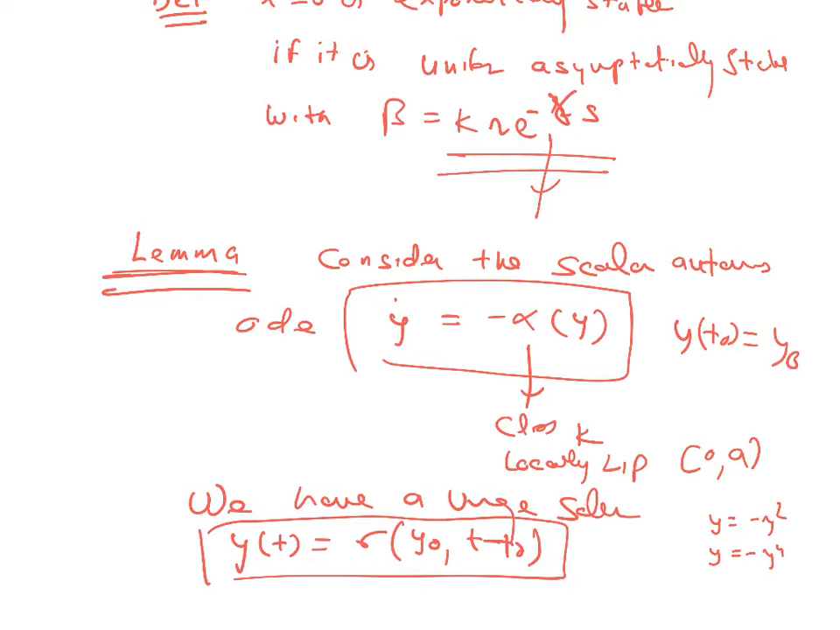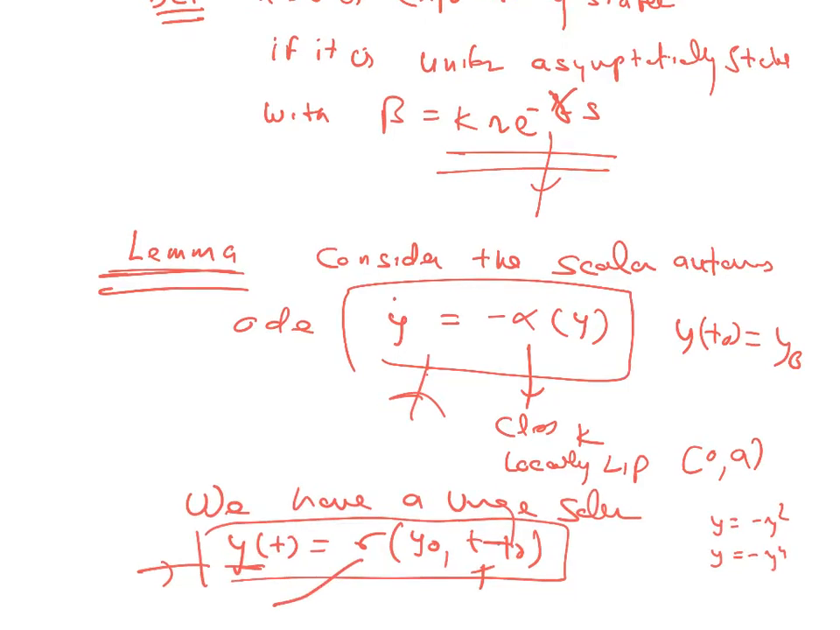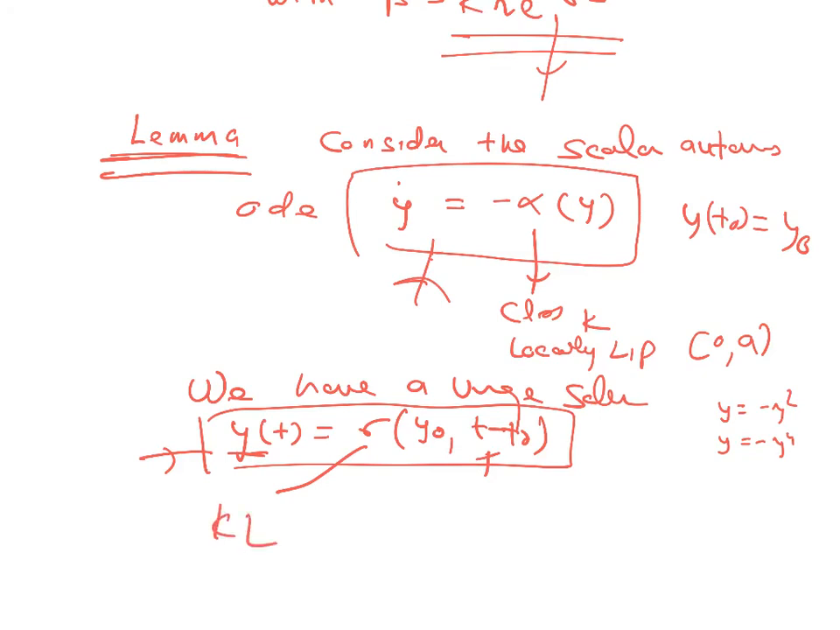You can see the solutions will always be of that class K function form. What does that mean? That means y of t is uniformly asymptotically stable, right? If you have a solution like KL, then the system is uniformly asymptotically stable, because as t minus t0 goes to infinity, this goes to 0. So sigma is a KL type function.